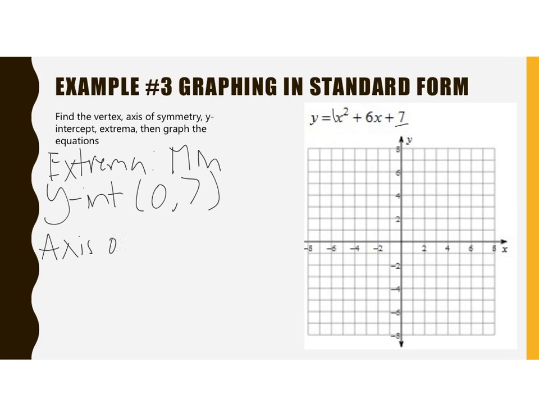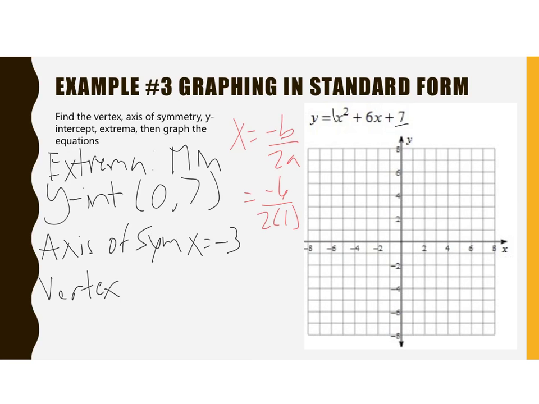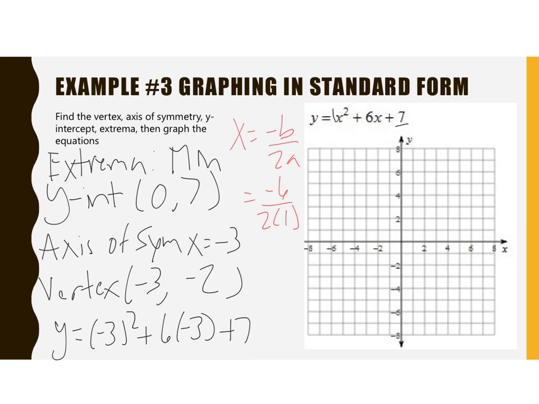Axis of symmetry, we're going to use that little equation. X equals negative b over 2a. Negative 6 over 2 times 1. So that gives me an axis of symmetry of x equals negative 3. Halfway to finding the vertex, same x value, plug in to find the y value. Y equals negative 3 squared plus 6 times negative 3 plus 7. If we go through and solve this, we will get that y equals negative 2.